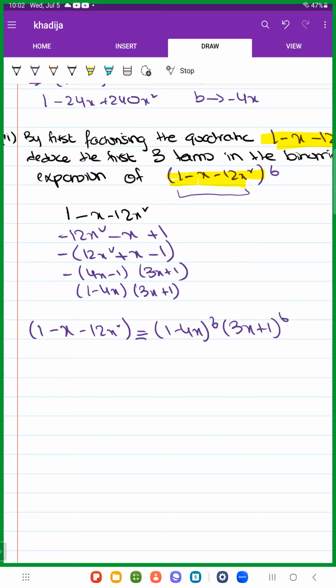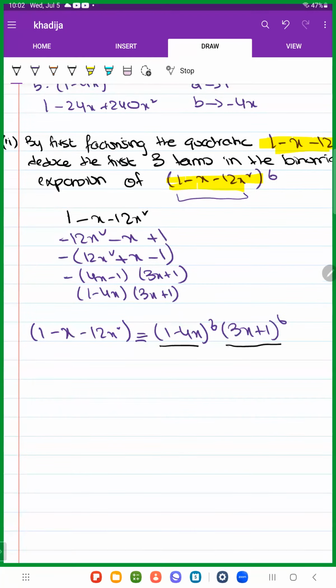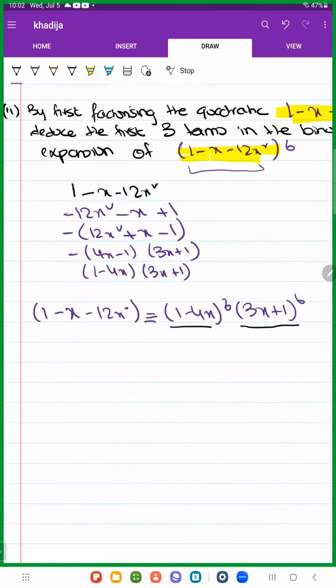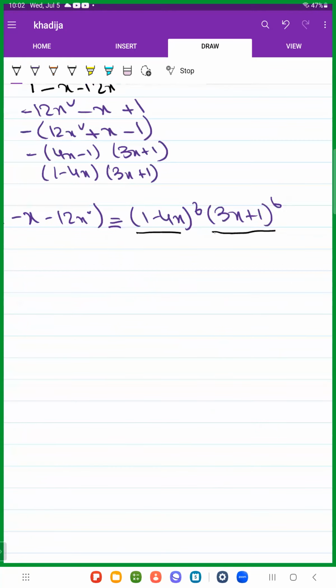Okay. So now they're asking you to find the first 3 terms. So you find the first 3 terms of this and the first 3 terms of this, which you have done already in the questions, yeah? What is the first 3 terms of 1 minus 4x that you got? I got 1 minus 24x, and then 240x squared. Okay. And the second one?